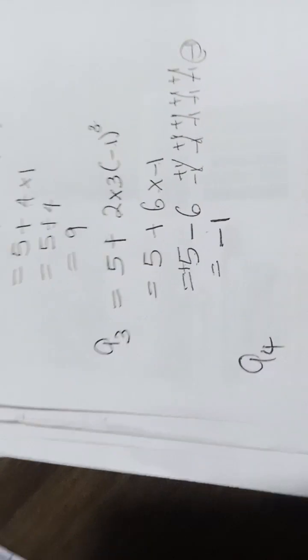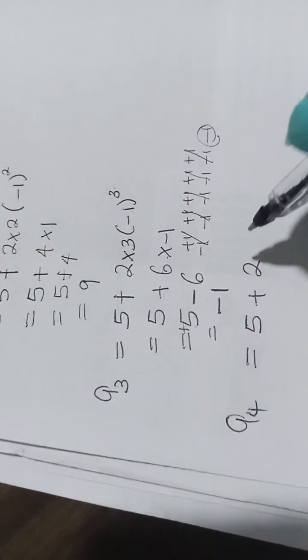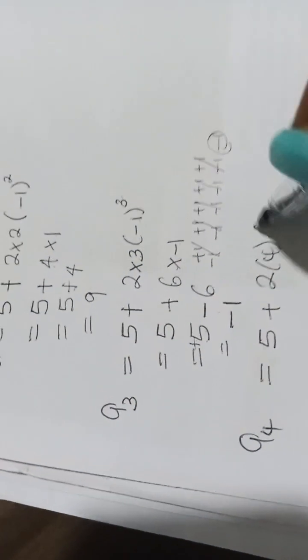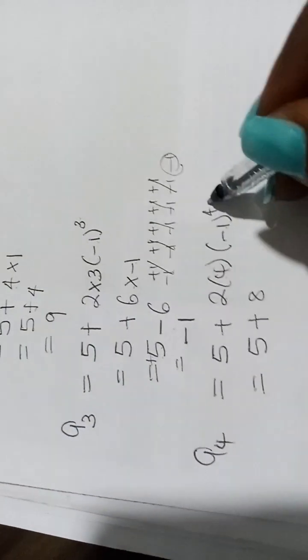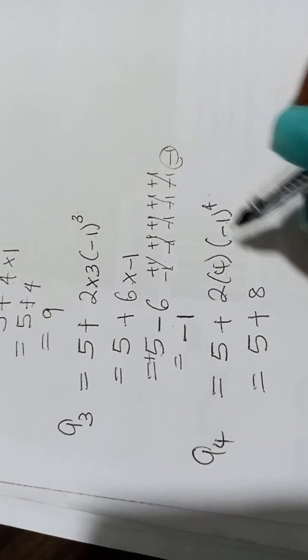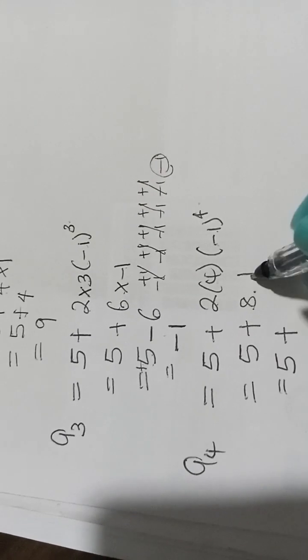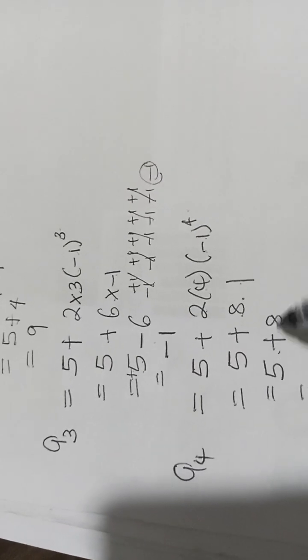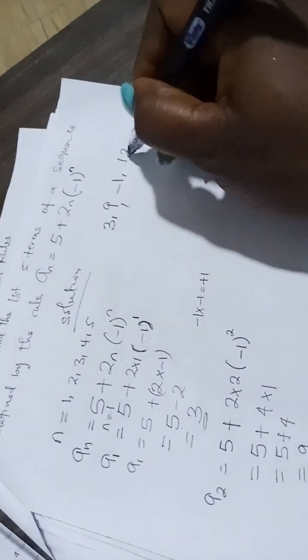So a4. That is the fourth term. Using our rule, we have 5 plus 2n. n changes to 4 times -1 to the power of 4. And this becomes 5 plus 2 times 4 will give us 8. And remember, -1 to a power of even number will turn everything to positive. So this is times 1. So this is going to be 5 plus 8 times 1 is still 8. And 5 plus 8 gives us what? 13. So our fourth number is 13.